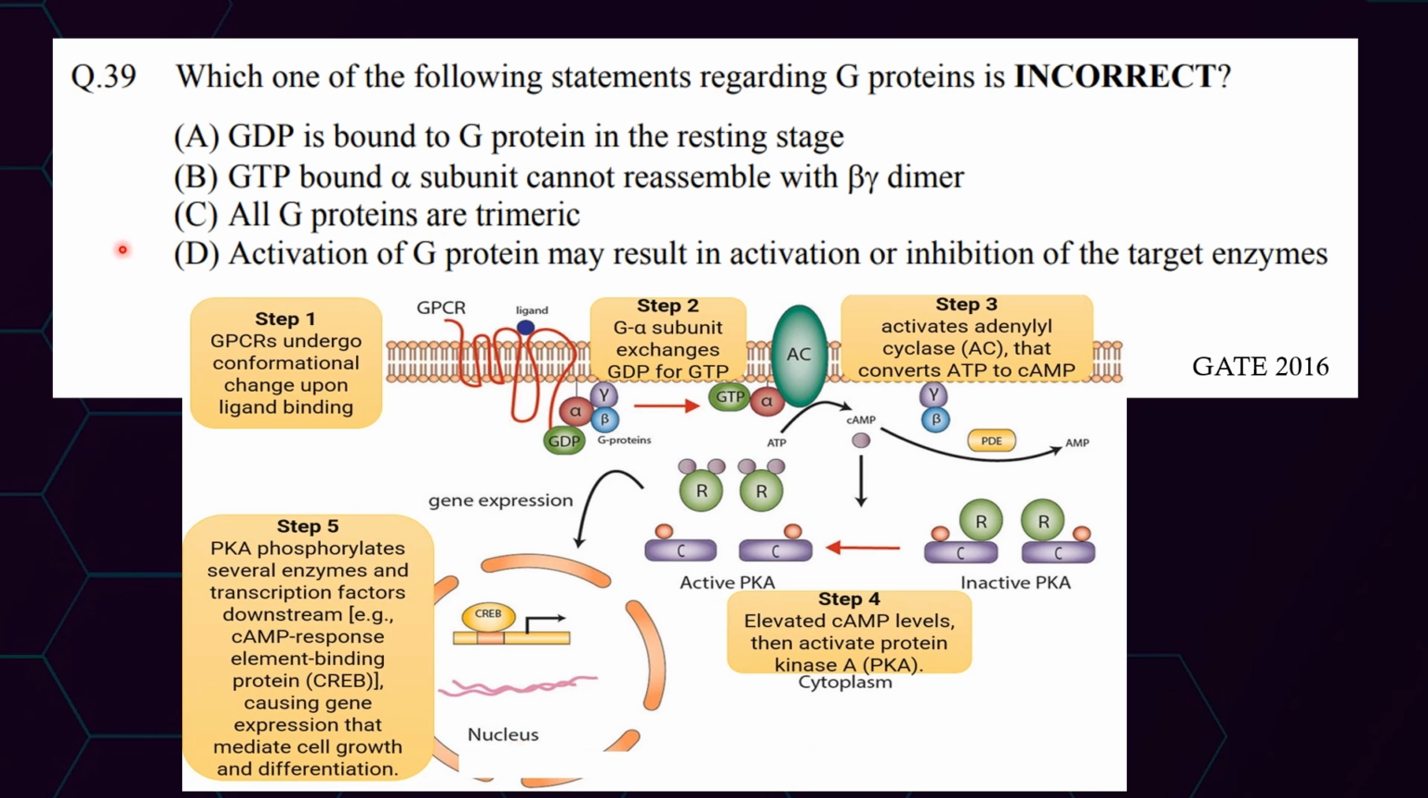So coming back to the question, the third statement says that all the G proteins are trimeric. We cannot confirm that by seeing this, so it might be wrong, but let's see option D that says the activation of G protein may result in activation or inhibition of target enzyme. So yes, once the G protein is activated, cAMP levels are elevated and there is an activation of the PKA enzyme. So enzymes are activated as well as inhibited. So D is also true.